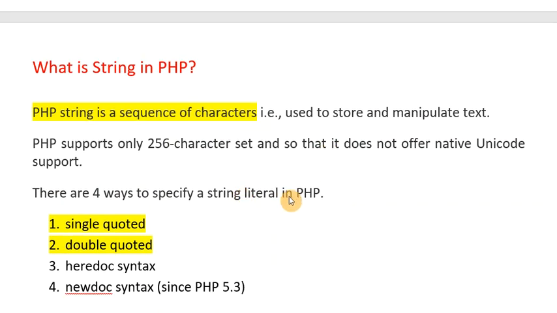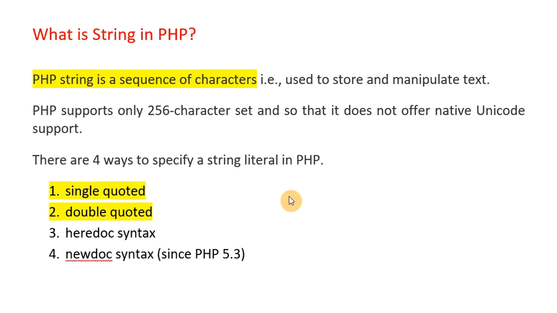First of all, we will see what a string in PHP is. As you all know, a PHP string is nothing but a sequence of characters, which is basically used to store and manipulate text information. One more thing to note: PHP supports only a 256 character set. It does not provide the facility to support native Unicode characters.